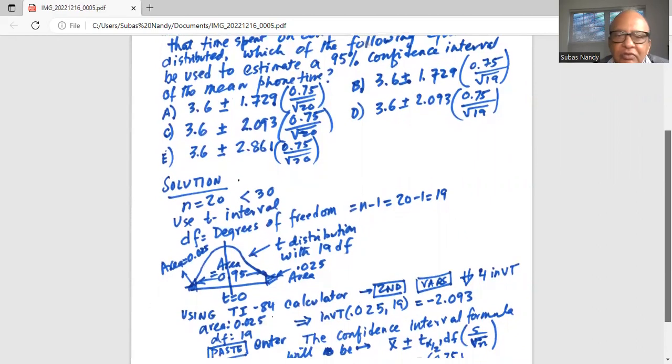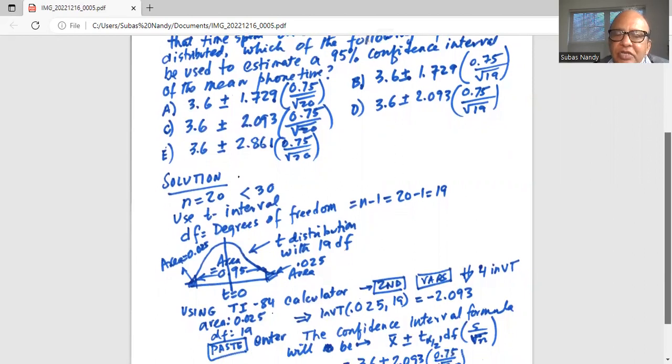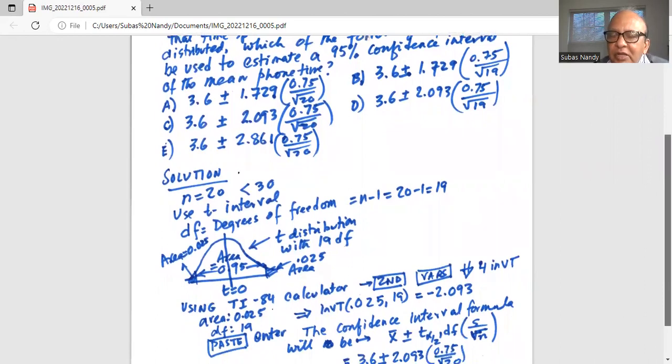So the easy way to find this t critical value is to use a TI-84 calculator. There we press the second button and then the VARS button. And then we scroll down to number 4, which is invT. We have to use invT; we cannot use invNorm. So number 4, invT.